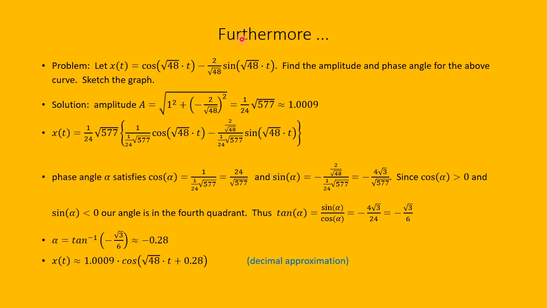Let's continue this example further. Let's consider this problem. Let x of t equal cosine of square root of 48 times t minus 2 over the square root of 48 times sine of square root of 48 times t. Let's find the amplitude and phase angle for the above curve and sketch the graph. So this basically was the motion of that mass on a spring that we considered earlier.